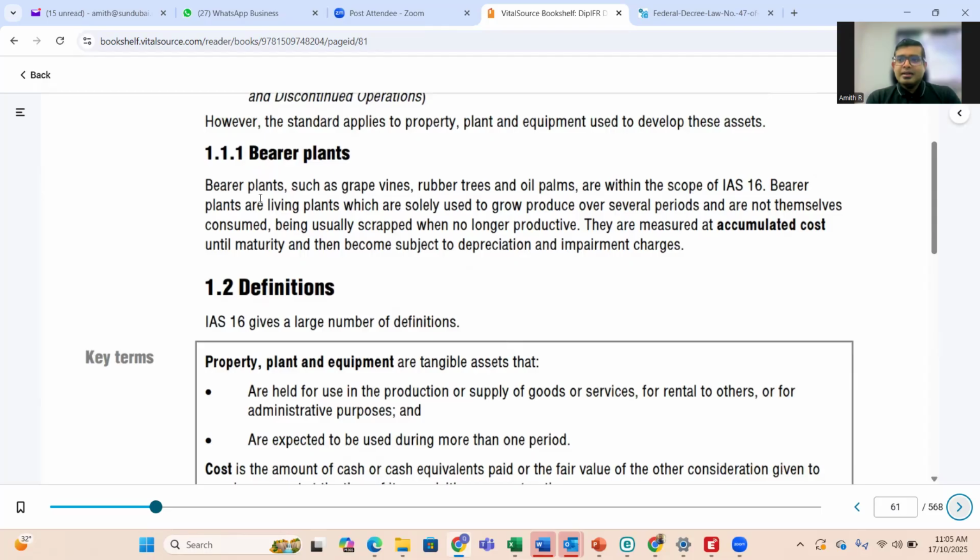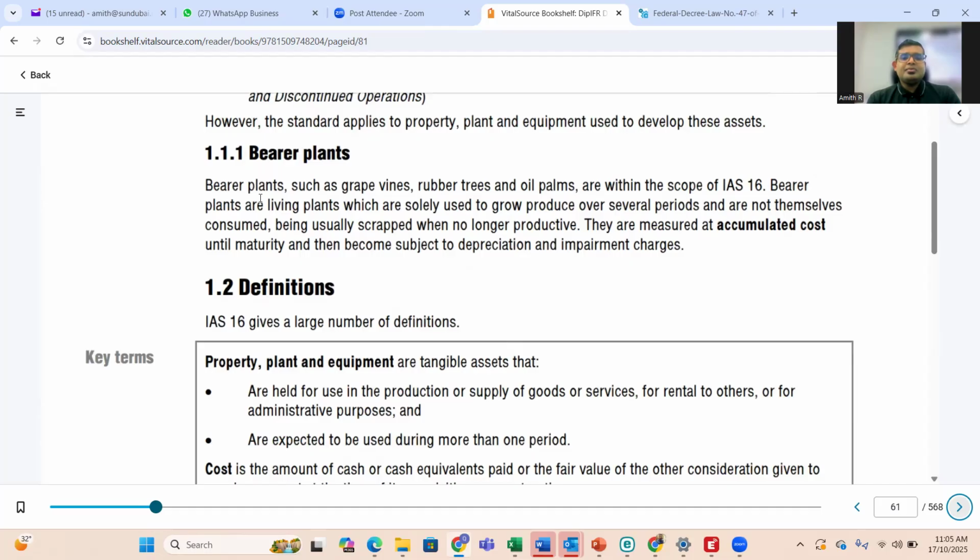Agricultural, IAS 41 except for bearer plants. Then mineral rights and mineral deposits, which are under IFRS 6. And also once a PPE is classified as held for sale, then it will be accounted as per IFRS 5. We will not be depreciating it and so on. So those things will happen.